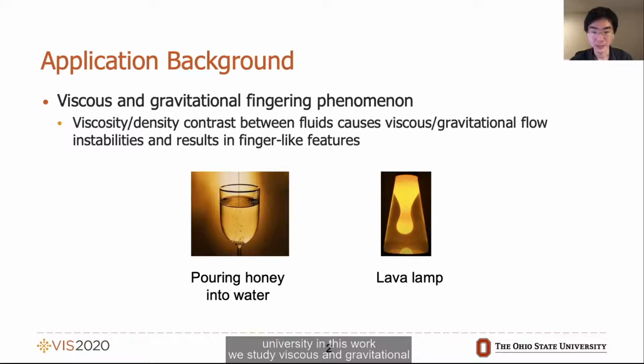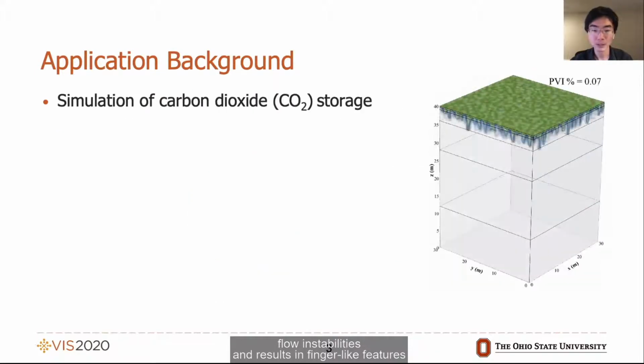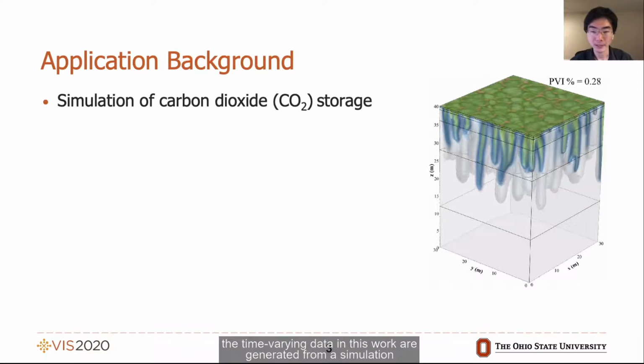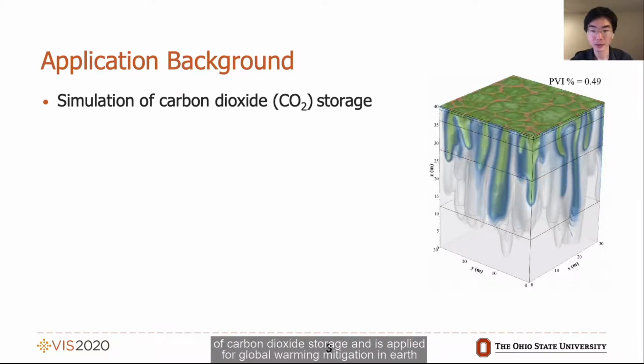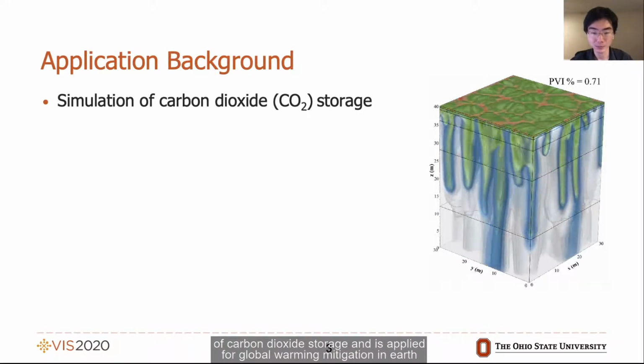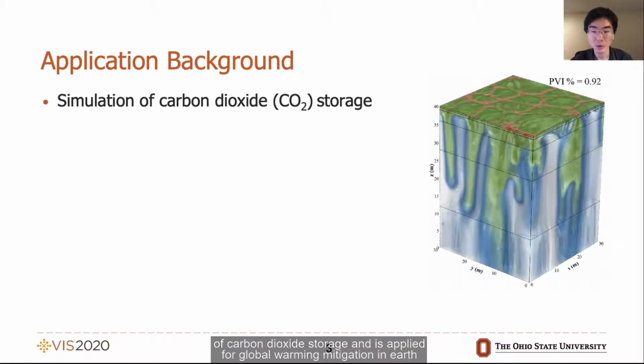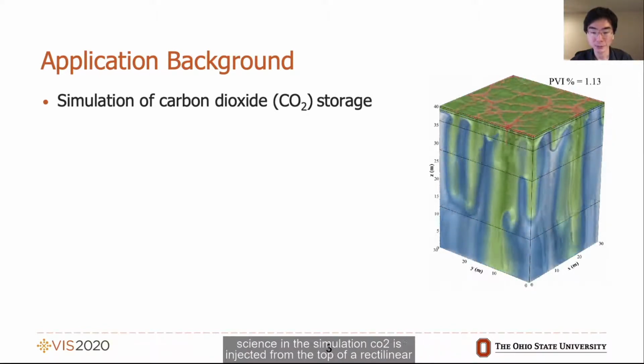In this work, we study viscous and gravitational fingering phenomena. For example, when pouring honey into water or making a lava lamp, the viscosity or density contrast between fluids causes viscous and gravitational flow instabilities and results in finger-like features. The time-varying data in this work are generated from a simulation of carbon dioxide storage, applied for global warming mitigation in earth science.